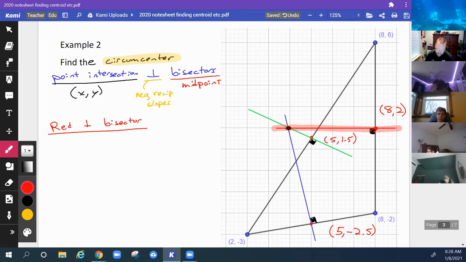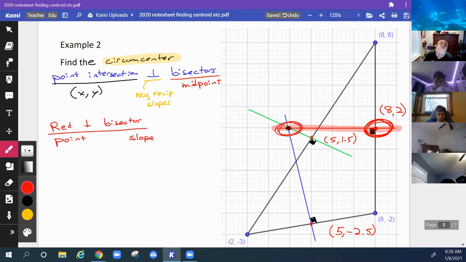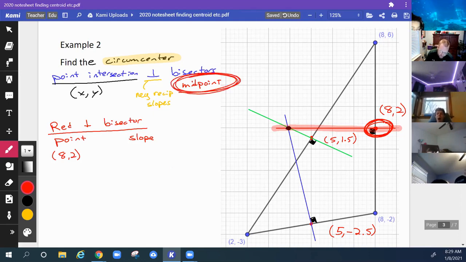All right, remember, I need a point, okay? And I need a slope. That's the two things I need for the equation of a line. And the only point I know that it goes through is this one right here. I don't know any other point. I don't have a midpoint or things like that. So the only point that I know the red line goes through right now is the midpoint, which is 8,2, because it goes through the midpoint of the side, and we calculated the midpoint to be 8,2.